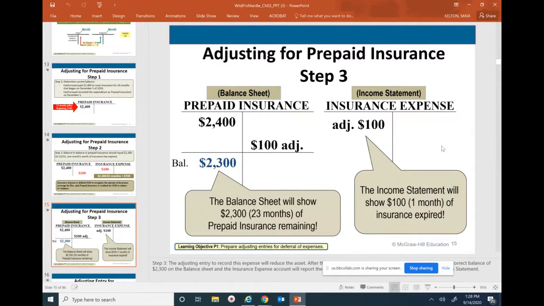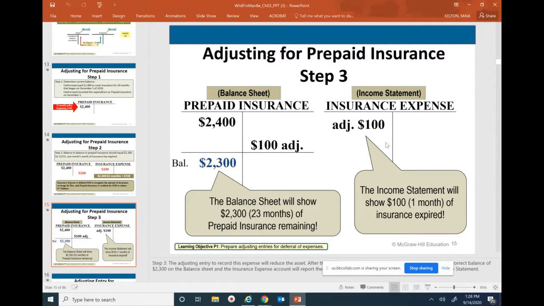All right, so when we adjust those accounts, we will take away $100 from the balance sheet. The balance sheet now will show the correct amount of $2,300 in prepaid insurance, but it will also show the correct amount on the income statement, the $100 representing 1 month of expired insurance.